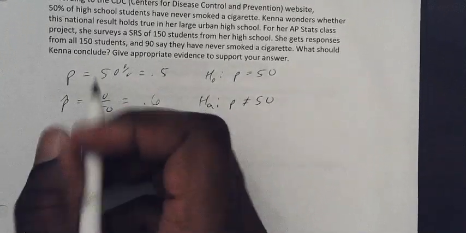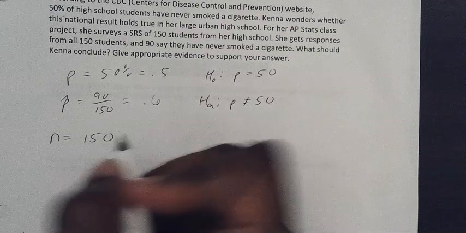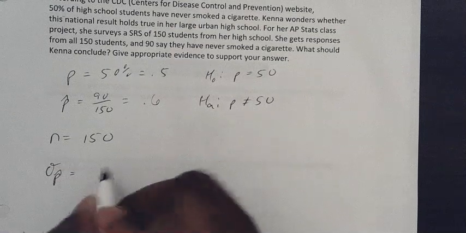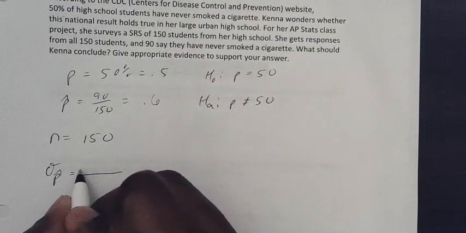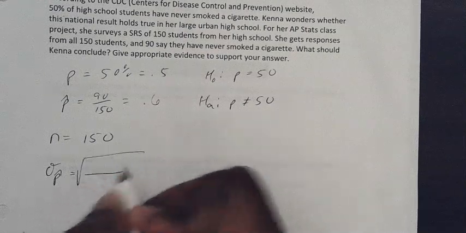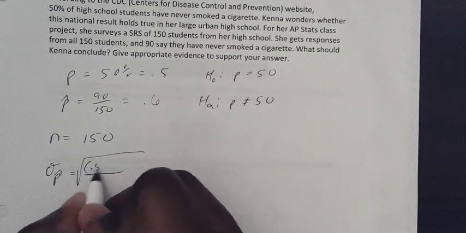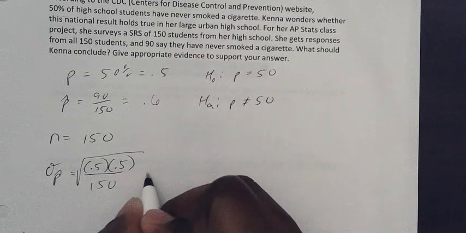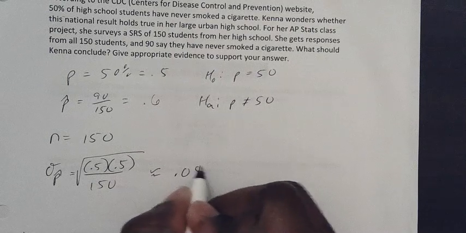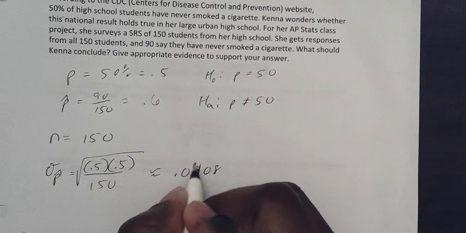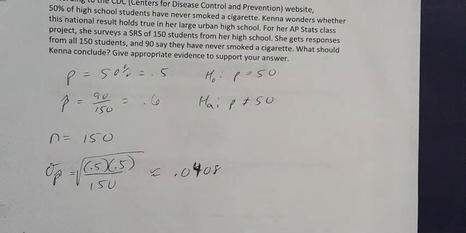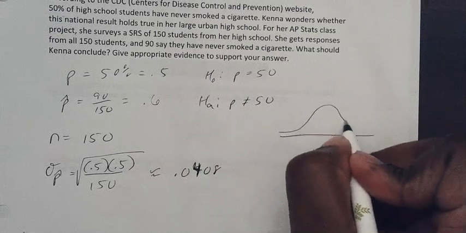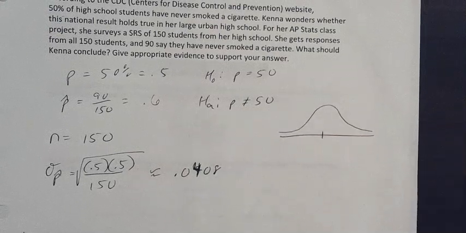All right, with that said, we also know that n equals 150, and we also know that our standard deviation for p hat should be the square root of the proportion, which is 0.5, times 0.5, divided by 150, which is about 0.0408. So we know that should be our standard deviation of it all. We're going to test for our state, plan, all that stuff in just a moment. I just want to get an idea of what we're looking at first.